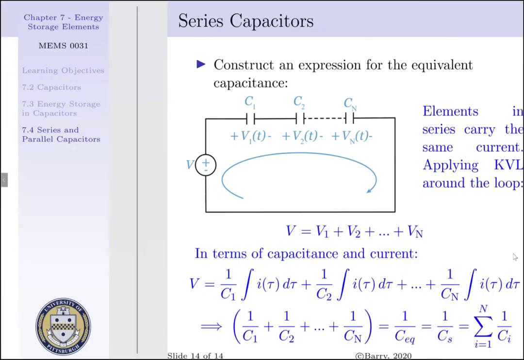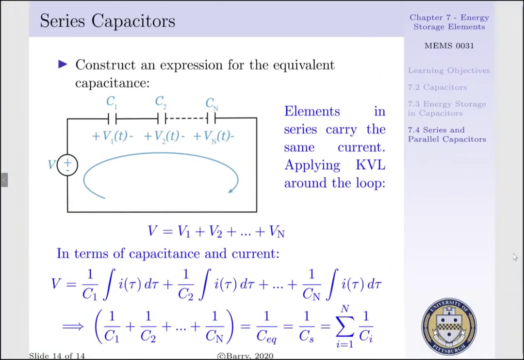We'd recognize that we'd have 1/C1 plus 1/C2 plus 1/Cn being the leading coefficient for the integral of i(tau) d tau. Thus, our equivalent capacitance for capacitors in a series configuration is given by 1/Ceq equals the sum from i equals 1 to n of 1/C sub i, the opposite of resistors in series configuration.